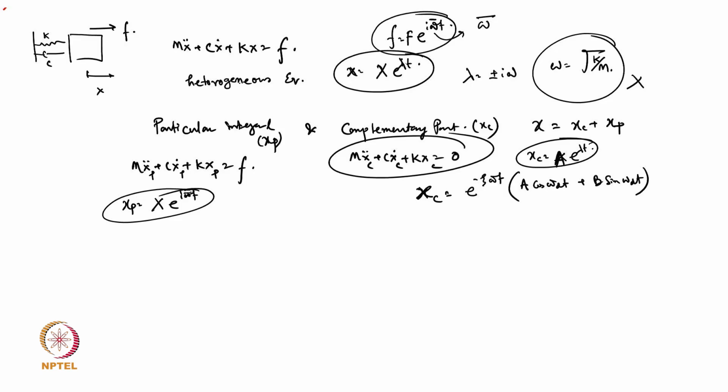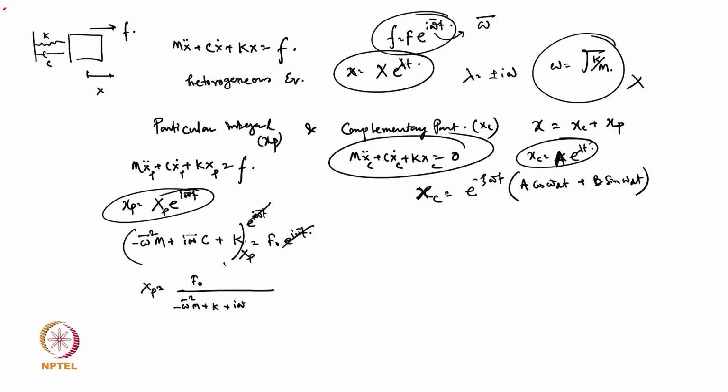Now we are substituting this one here. So this will become minus omega bar square m plus i omega bar c plus k, times x, equal to f0. The e to the power of i omega bar t is here and also on the other side, so those two terms get cancelled out, and we are left with this. So what will be my xp? The amplitude of xp will be f0 divided by minus omega bar square m plus k plus i omega bar c.